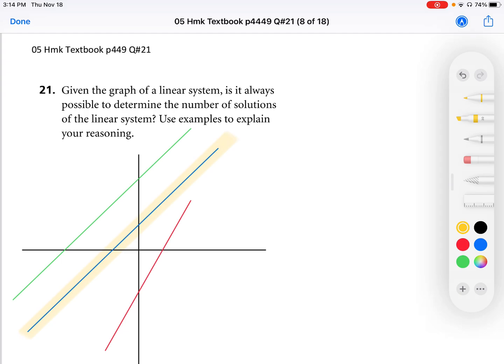So given the graph of a system, it is always possible to determine the number of solutions. Basically, unless the slopes are imperceptibly different. Maybe the green line and the blue line have different slopes, but we cannot see that they are different. Eventually, those two lines will cross. In that case, we would not be able to determine the number of solutions accurately. But that's in a situation where we cannot tell the difference in the slopes.